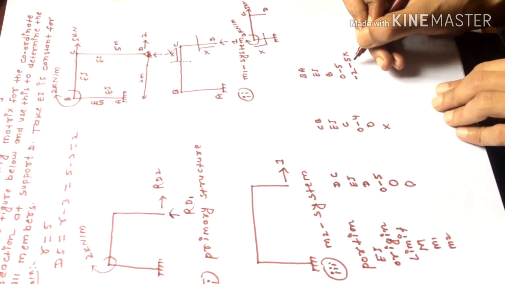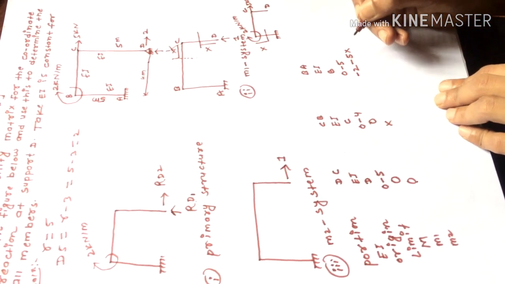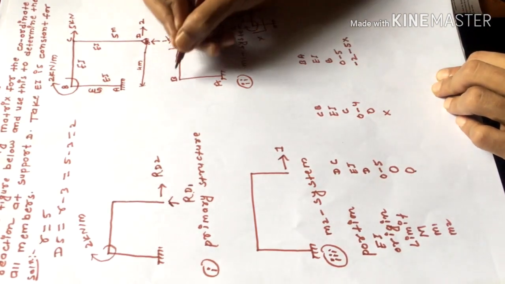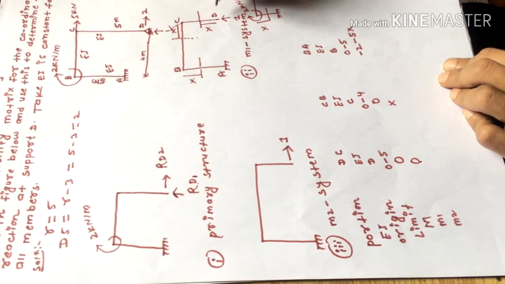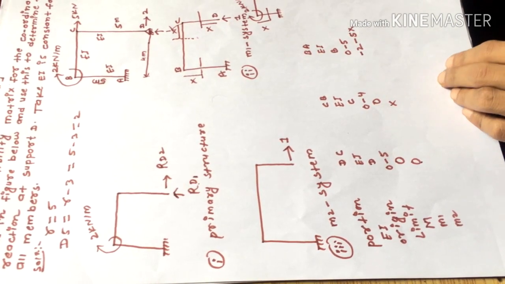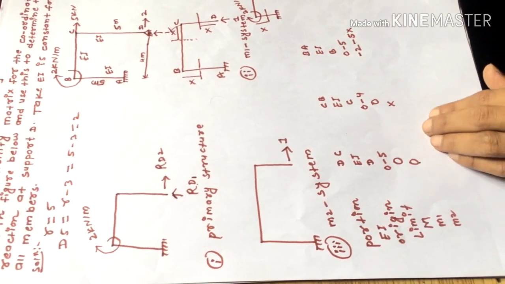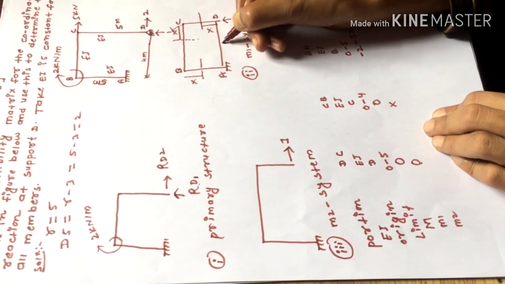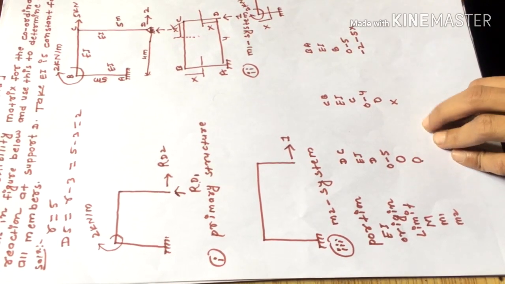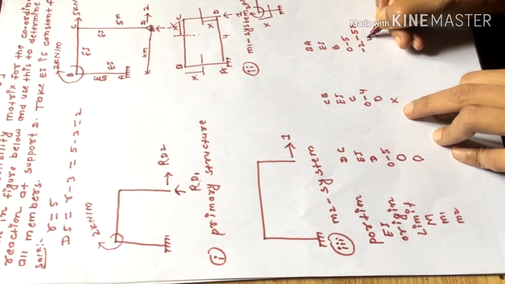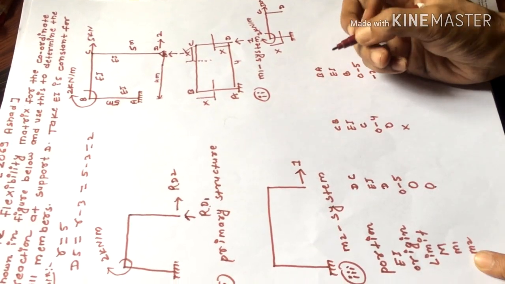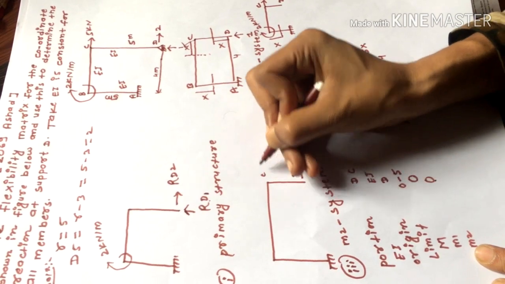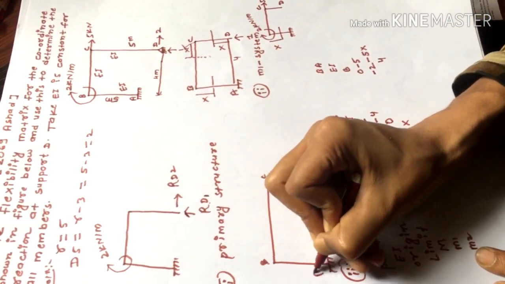In portion BA, let us take a section at a distance of X. This force will rotate this section in anti-clockwise direction, and perpendicular distance is 4. So 1 into 4 is equal to 4. Now let us analyze the M2 system. In M2 system, this is D, C, B and A.